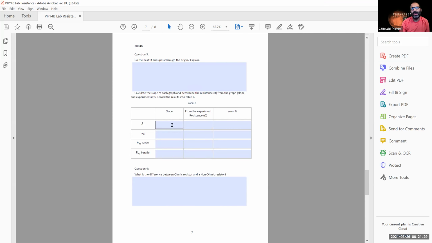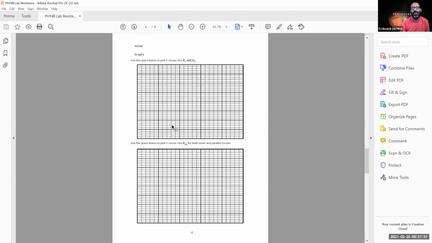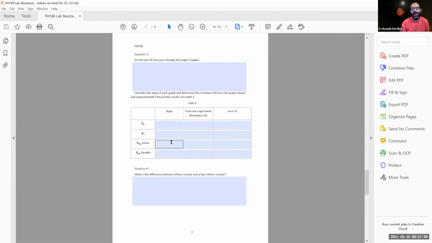And again, you're going to get the slope now for R1, the slope for R2, the slope for R equivalent for series, the slope for R equivalent in parallel, and you report all of the data in here, okay?